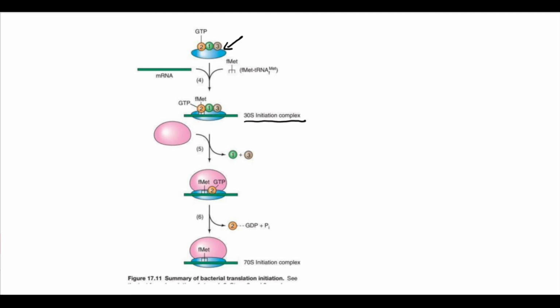This is followed by the addition of the 50S ribosomal subunit, which is shown here in pink. The 50S ribosomal subunit kicks off initiation factors 1 and 3. After this, the IF2 bound GTP is hydrolyzed and kicked off, allowing for the formation of the 70S complex, which can then initiate translation.